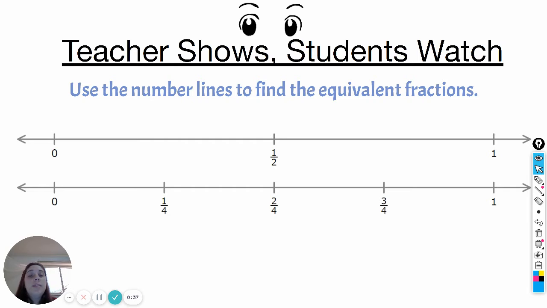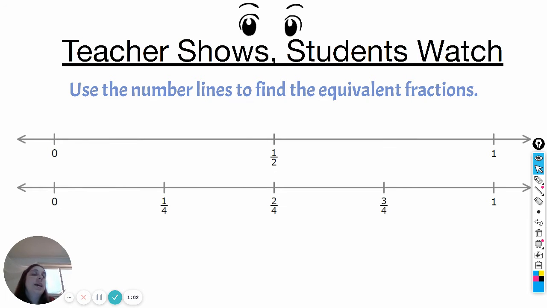Use the number lines to find the equivalent fractions. So remember, equivalent fractions means fractions that are worth the same thing. So we're looking at our number line and we need to find a place that has two fractions that are the same. First, let's figure out what fractions we're dealing with. If you look at our denominators, we have a denominator of 2 and a denominator of 4.